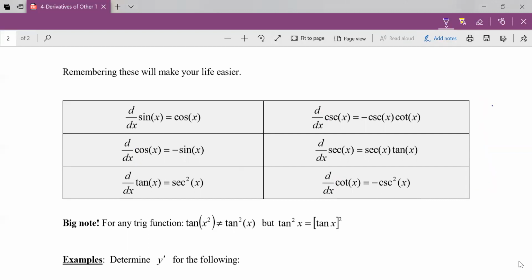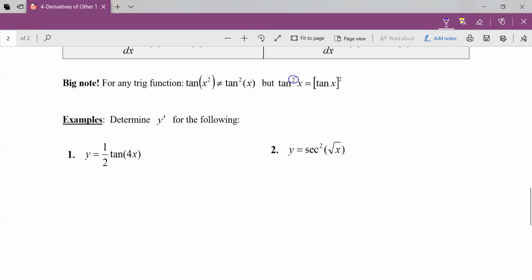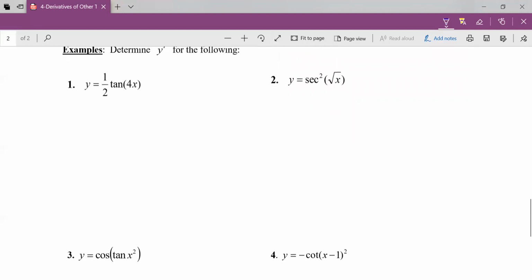I've got a big note here for any trig function: tan x squared is not the same as tan squared x. That's a big deal. I see students write that wrong all the time. You can write that squared when it's like that; that's squaring the function, tangent x times tangent x. Watch out for that when you're doing these things. So let's determine some derivatives. Let's just do four of these.